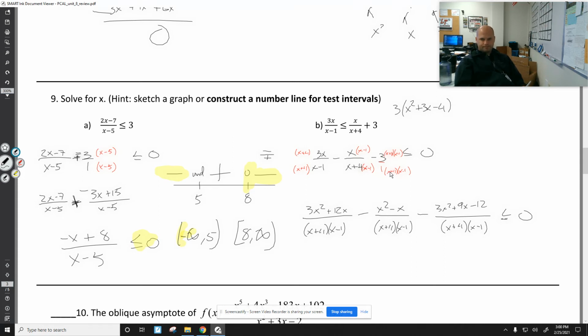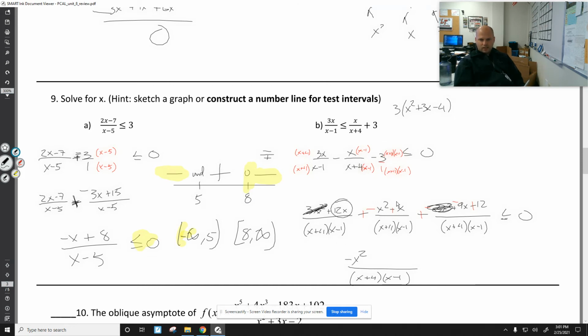Okay. Let's make it easy on ourselves, right? Plus a negative, plus a positive. Plus a negative, negative, positive. When we combine everything so that it's over x plus 4, x minus 1, the 3x squareds and the 3x squareds are gone, leaving me with just one negative x squared.